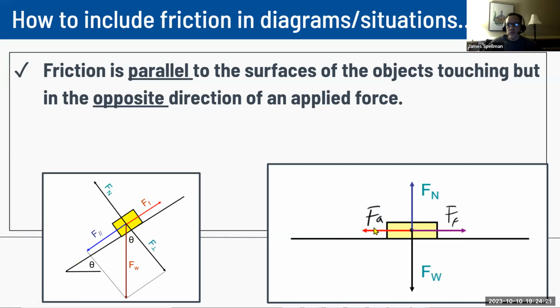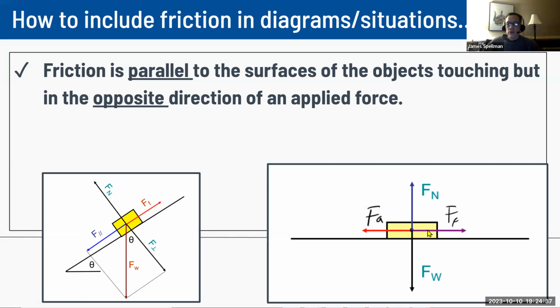If we have an effort force or an action force that's going to the left, the friction force is going to be going back to the right. In this case, you can see the way this one's drawn, they're equal and opposite, so they should cancel each other out. Again, that doesn't mean that it's stopped. It simply means that it wouldn't be accelerating.